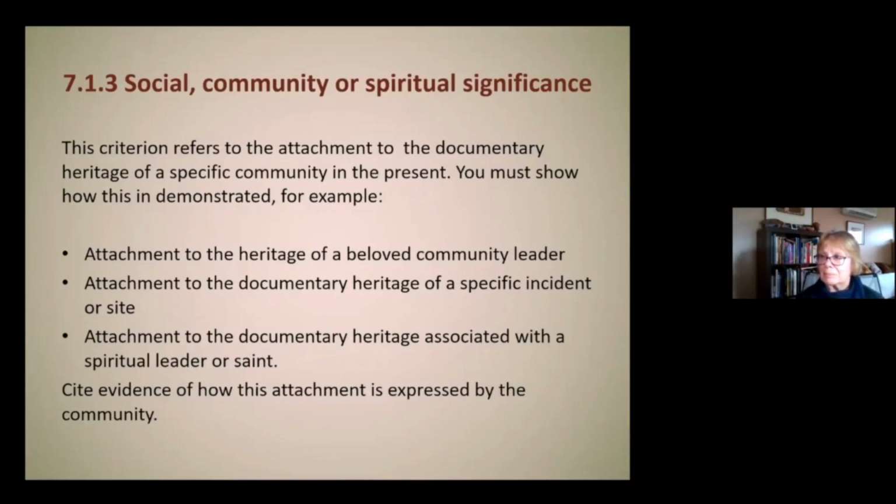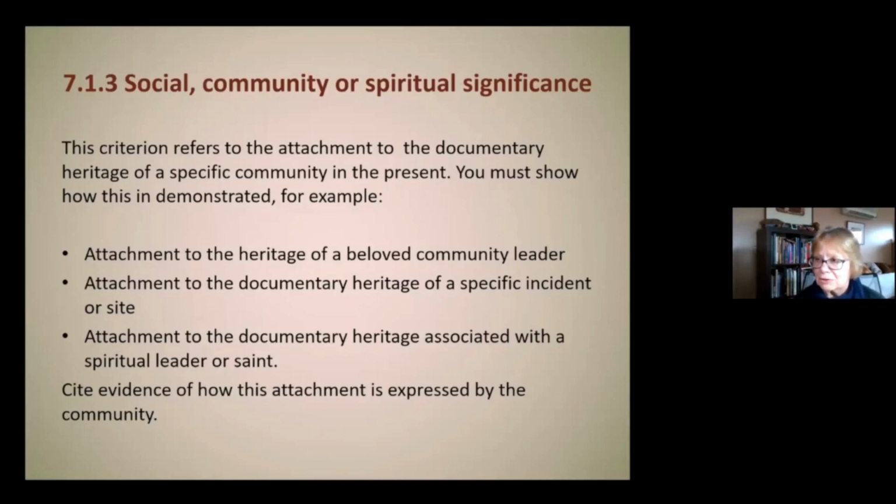So it's about people who are attached to the heritage of a beloved community leader, so that the things he or she created are, in fact, powerful objects that people revere. Attachment to the documentary heritage of a specific incident or site. People are also attached to those kinds of things. And in terms of spirituality, documentary heritage is associated with a spiritual leader or a saint. Some belief systems have saints and other revered spiritual beings, and something associated with them.